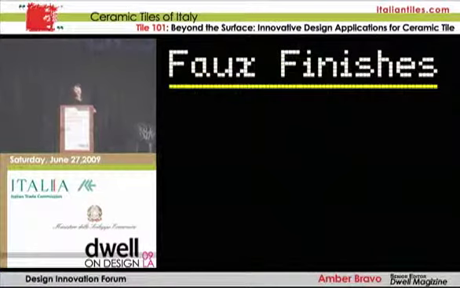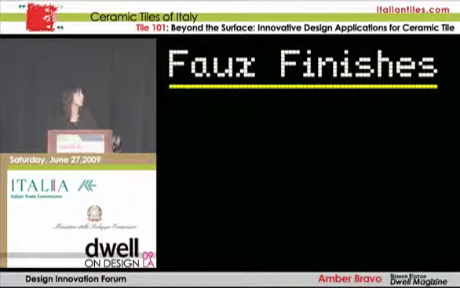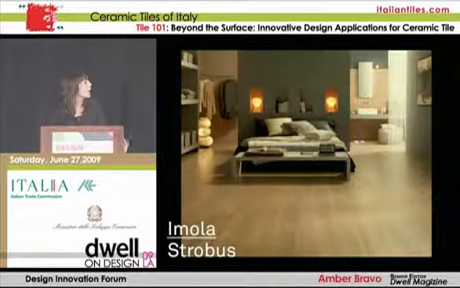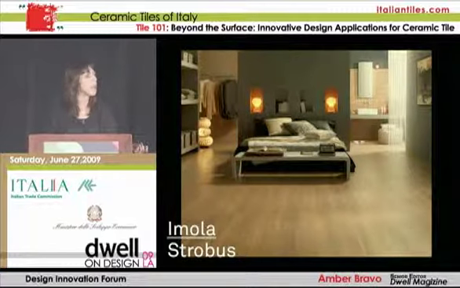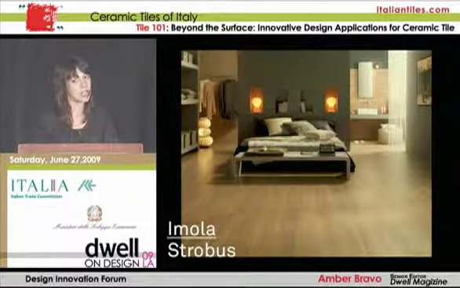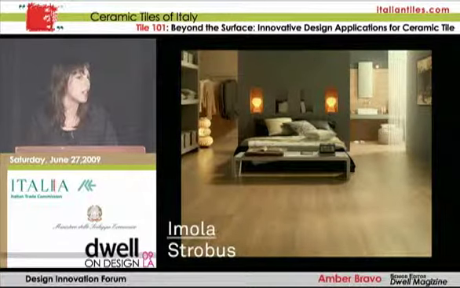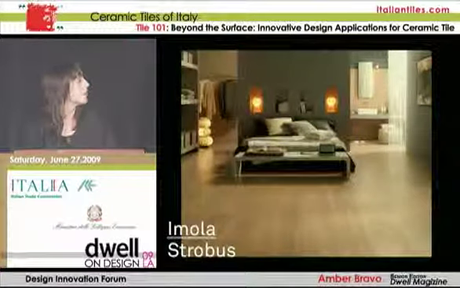One thing that should be said about tiles is there's a 50-year life cycle on tile, and again, like I was saying, it acts as a heat sink for passive solar, so there are lots of benefits to using it as flooring. Imola's Strobus collection is a great example. Also, if you're thinking about using a hardwood that perhaps isn't sustainably harvested, using a ceramic option is good, an alternative to that.